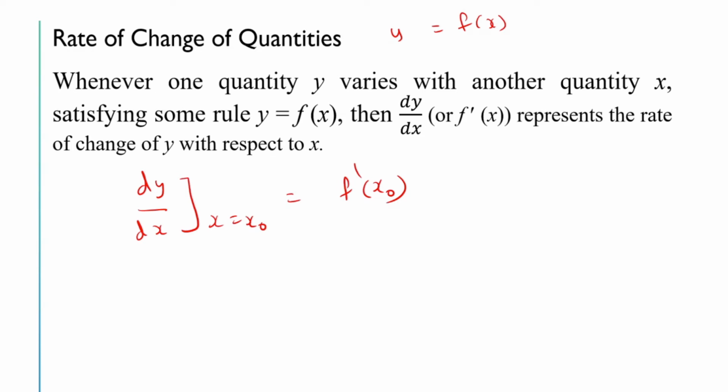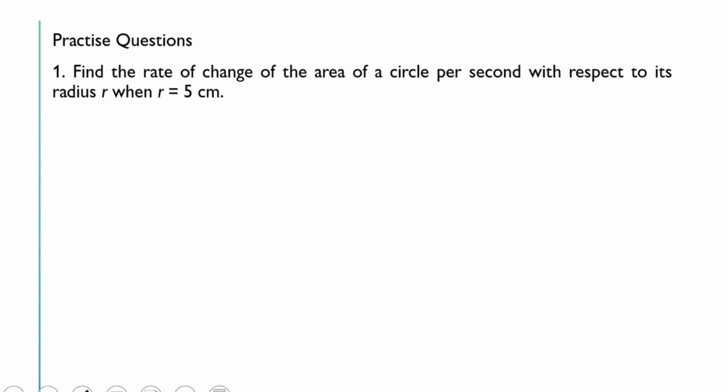Now let us see how these derivatives are useful in finding the rate of change of quantities. So we'll see some questions. First one, find the rate of change of the area of a circle per second with respect to its radius r when r is equal to 5 cm. Here we have to find the rate of change of area of a circle per second with respect to its radius when the radius is 5 cm.